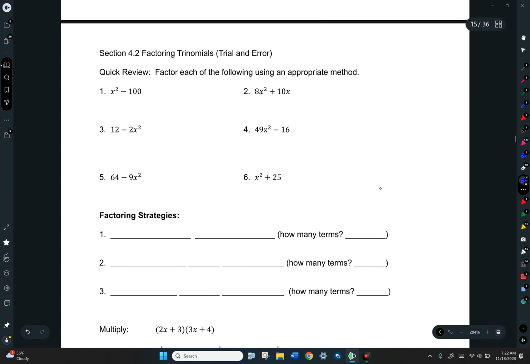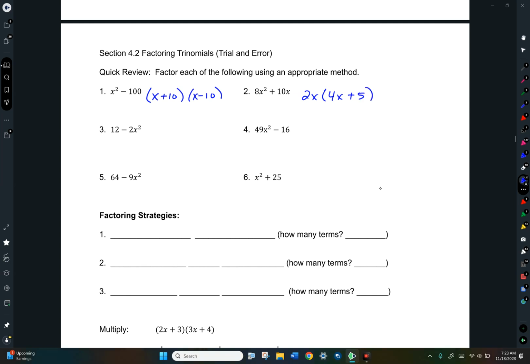Okay, so first of all, a quick review of the kinds of factoring that we've already done. Look at number one. I see that it's two terms. They're both perfect squares, so I can use the difference of squares method. It's going to become x plus 10, x minus 10. Number two, it's still only two terms, but they're not perfect squares, so my option would be common factor, and I see that I can take out a common factor of 2x.